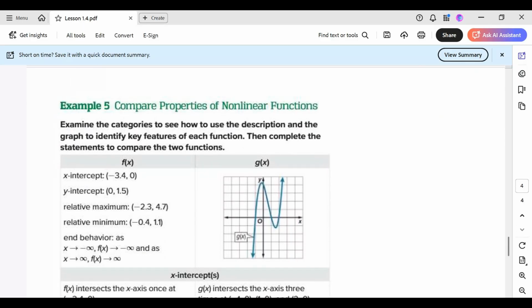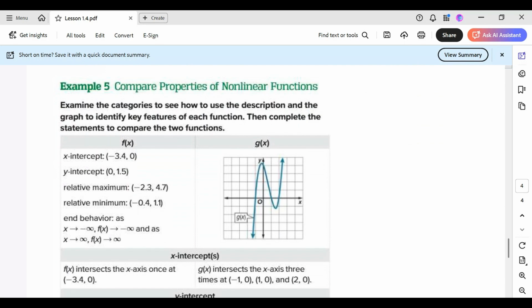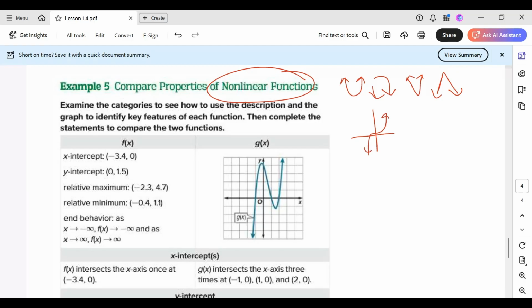Okay, in example 5, it says compare properties of nonlinear functions. Remember, nonlinear functions are graphs that could be a parabola opening up, a parabola opening down, absolute value opening up, absolute value opening down, a cube function, a reciprocal function, a combination. So it says examine the categories to see how to use the description and graph to identify key features of each function. Then complete the statements to compare the two functions.